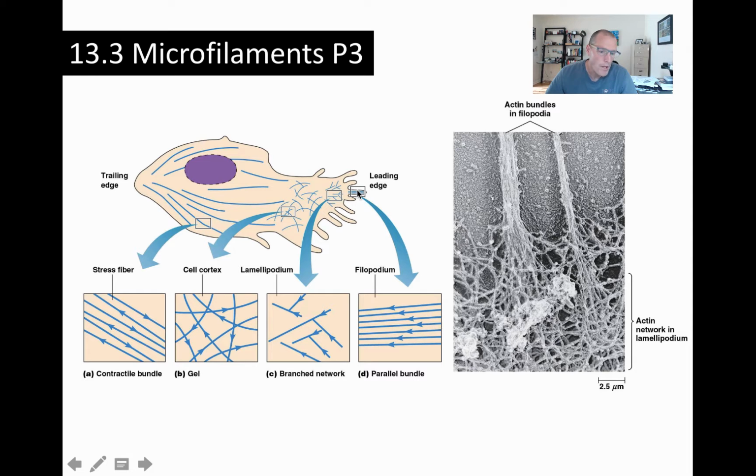So in the lamellipodium we have a branched network which is a little bit different from the gel we see in the cell cortex, and in the filopodia we find these parallel bundles, versus in stress fibers we have filaments opposing one another, and those bundles tend to be contractile in nature. So those are the kind of arrangements of actin filaments we can see in cells.